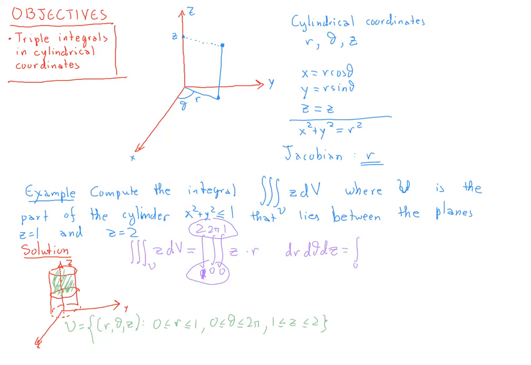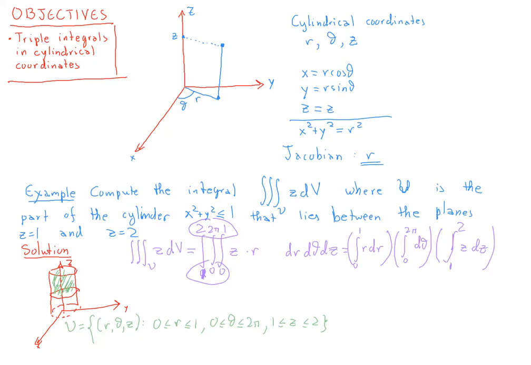It's 0 to 1 r dr, right? And then it's 0 to 2 pi d theta. I'm writing d theta because there's no explicit use of the variable theta in here. And finally, it's 1 to 2 z dz. All of these are quite simple integrals to compute.